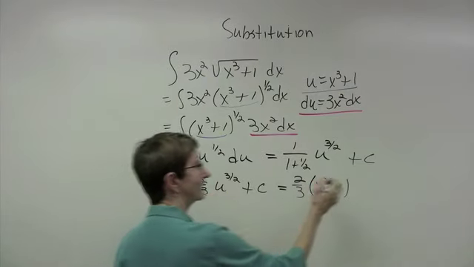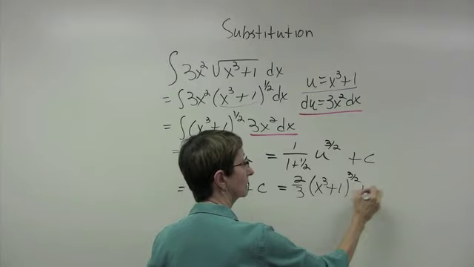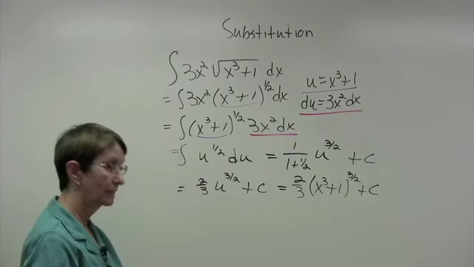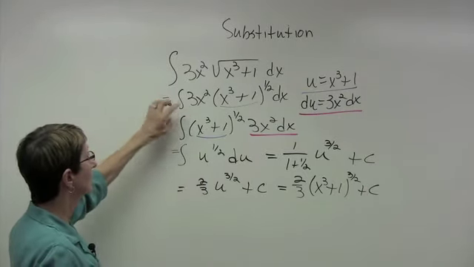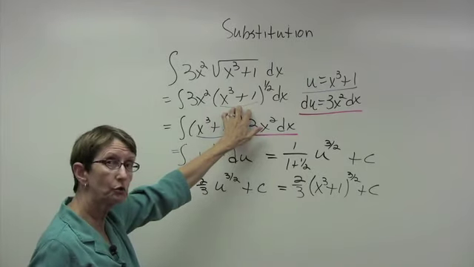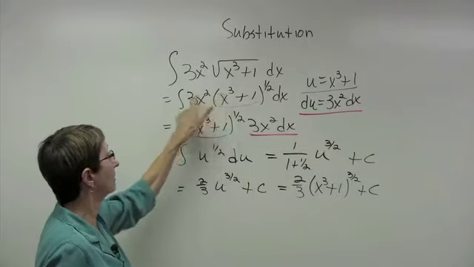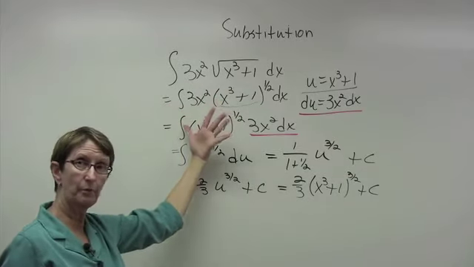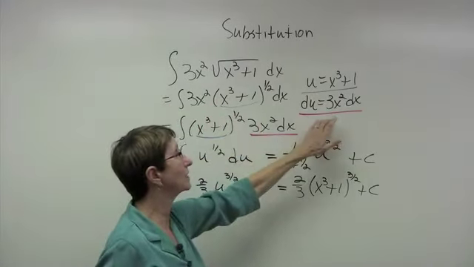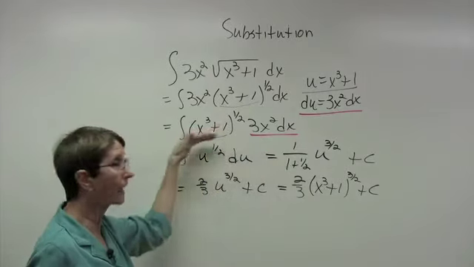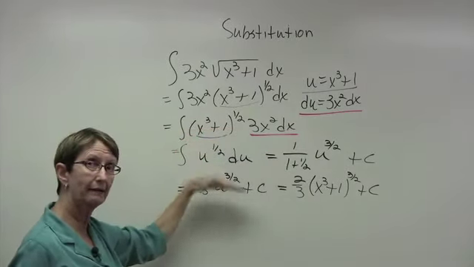That's my u, and it's now to the 3/2 power plus c. So we go step by step. When I choose u, sometimes that's the most difficult. We look for something inside. If we have a couple of different powers, we look for the piece that has a bigger power. Choose u and du, and then just pick it out of the integral. Rewrite until you can see exactly what you have.